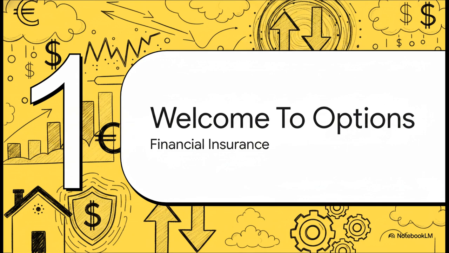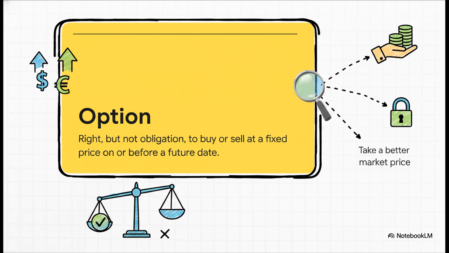Section 1. Welcome to Options, the financial insurance policy. Think about why a business buys property insurance, right? They pay a fee up front to ensure protection against an absolute catastrophe. If nothing bad happens, well, they just lose the fee. Financial options work exactly the same way, but for market volatility.